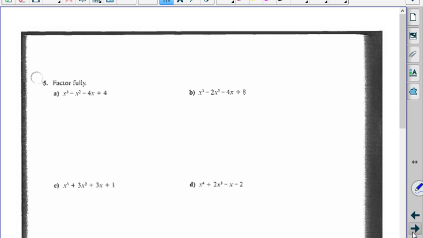I would like you to factor 5a and 5b fully. So that means right down to linear factors if you can get there. I believe linear factors are possible in this case. So first find which one is possible. Not what are possible. So these are all possible.